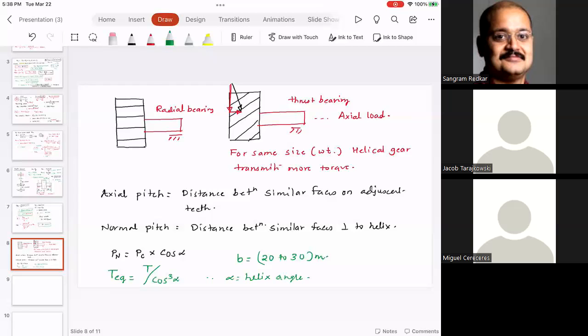So if your helical gear has 10 teeth and the helix angle is 15 degrees, you will take that 10 divided by cosine cube 15 will be the number of teeth on equivalent spur gear. So step 1 is to take that helical gear, convert that helical gear into equivalent spur gear and follow the design procedure for spur gear. 4 steps. And what I would do is, I would discuss those steps.